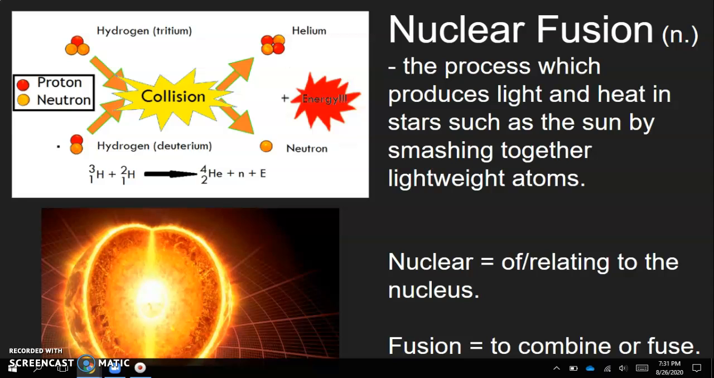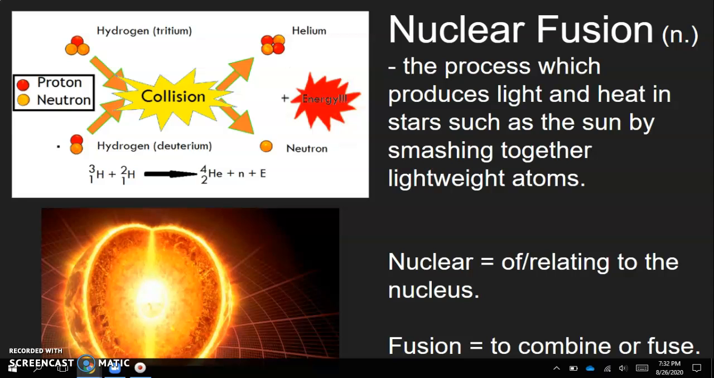Fusion is the process which produces light and heat in stars, such as the sun, by smashing together lightweight atoms. So what I need you to understand is that fusion happens in the sun. It's where radiation comes from, and it's when atoms collide. If you think about fusion, fusion means to come together. So fusion is the smashing together of the atoms. And I know you guys haven't had chemistry yet, so it won't make a lot of sense to you.